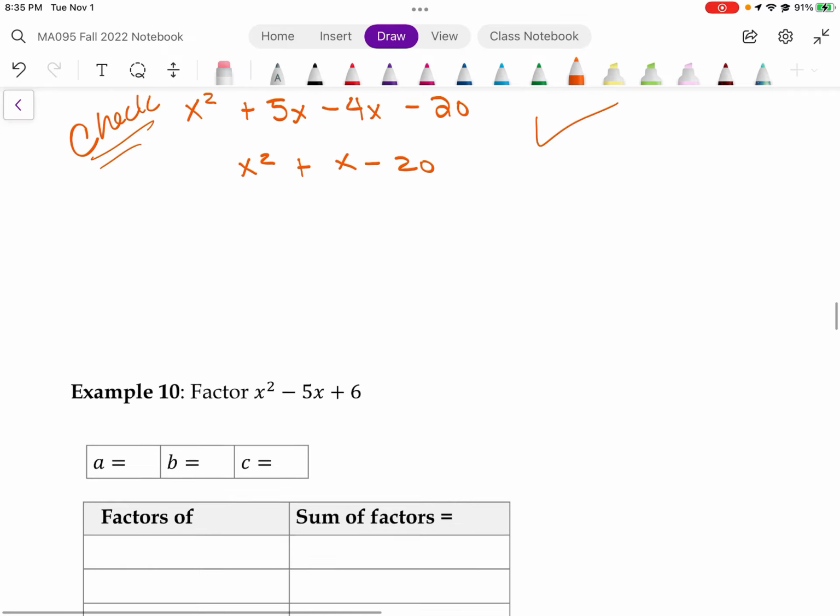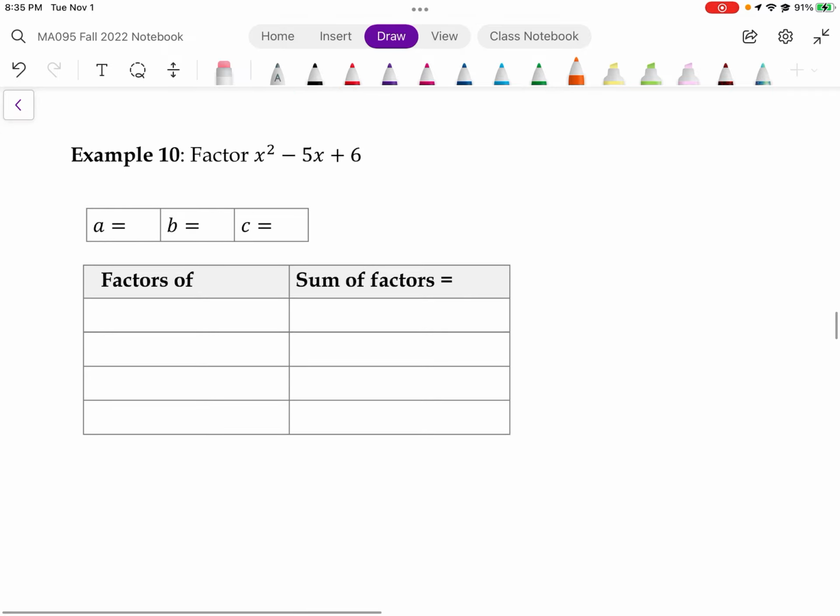All right, let's try one more. So this is the last one. Why don't you give it a try on your own? All right, so A equals 1, B equals negative 5, and C equals 6. So the factors of A times C, which is 6, is what we're going to list. And the sum of the factors has to be B, so that's negative 5.